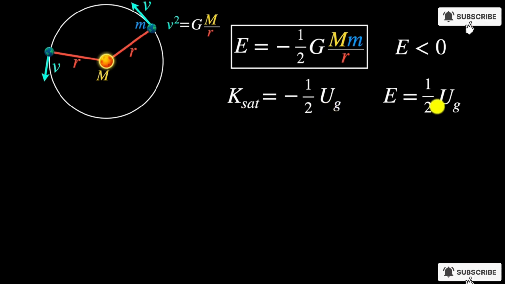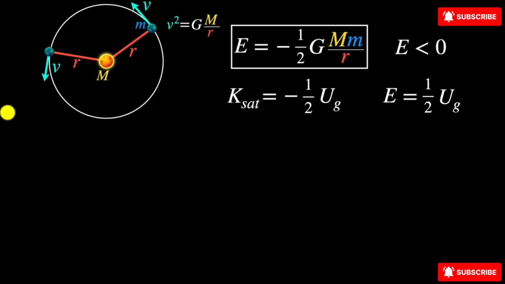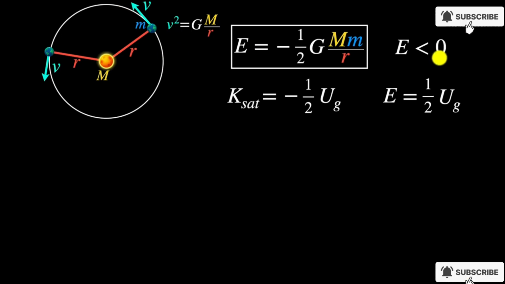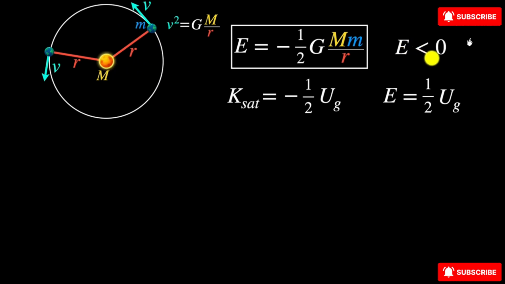But the thing is, this only applies to circular orbits. For elliptical orbits, remember, the values of the potential and the kinetic energy change over the orbit. However, what does not change is this fact: the total energy, even for elliptical orbits, would be less than 0. So whether you consider circular or elliptical orbits, the total energy should be less than 0. In other words, if the planet is bound to the star, then the total energy will always be negative, less than zero, and so this represents the bound state.